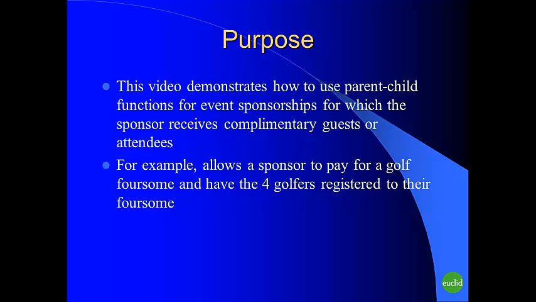From the point of view of entering registrations, within ClearVantage or on the web, sponsors purchase that function and then their guests can be assigned to their function. Behind the scenes, what is actually happening is that the function the sponsors are purchasing is the parent function. For each purchase of the parent function, a child function is created, specific to that sponsor. The sponsor's guests are assigned to their child function.